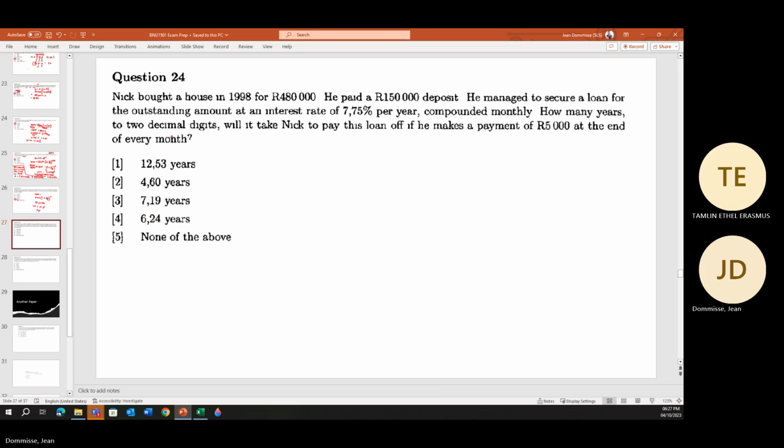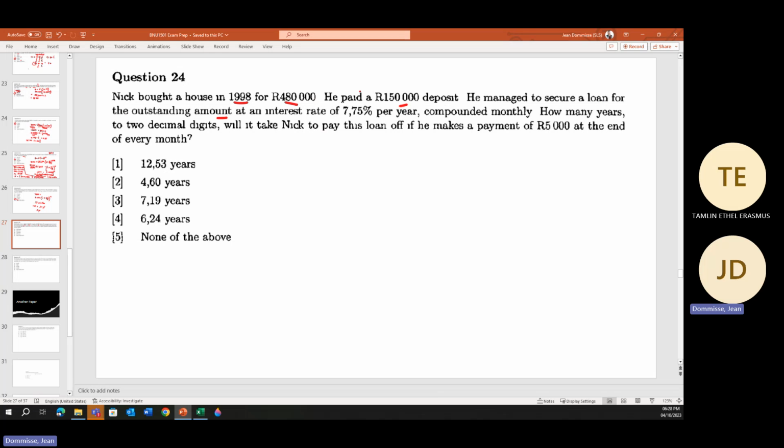Okay, so question 24. Now we're going into nearly that last part where we're hopefully looking at annuities. So the last two questions will probably be on annuities and maybe amortization as well. So let's quickly see this one. Nick bought a house in 1998 for 480,000. He paid 150,000 deposit. Okay, and he managed to secure a loan for the outstanding amount.